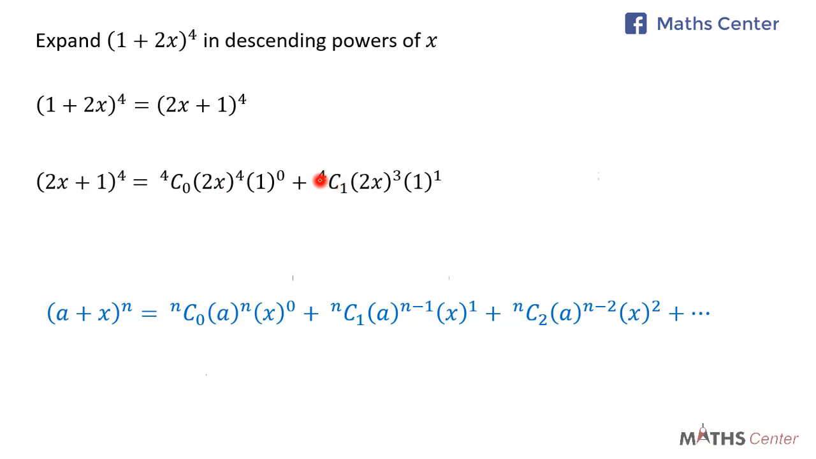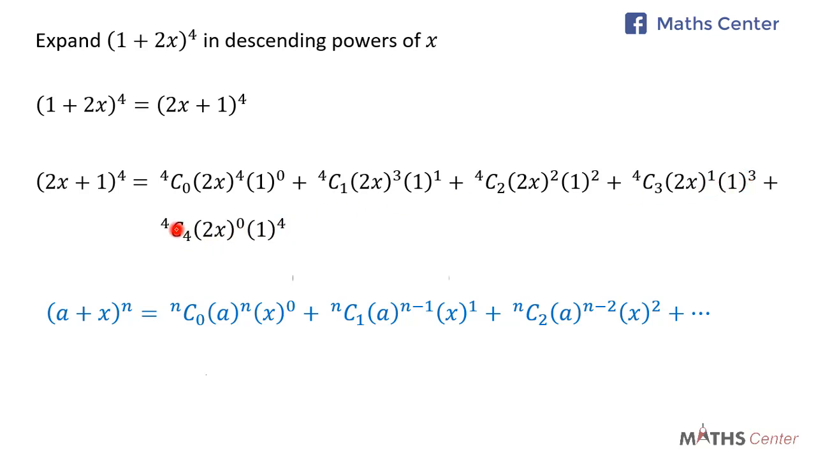For the second term, you are going to have 4 combination 1. The exponent on 2x, which is 4, will reduce by 1 to 3. The exponent on 1, which is 0, will increase to 1. So we have 4 combination 1, 2x exponent 3, then 1 exponent 1. The next term, you are going to have 4 combination 2, 2x squared, 1 squared. Then the next one will be 4 combination 3, 2x exponent 1, 1 cubed. Then the last term will be 4 combination 4, 2x exponent 0, 1 exponent 4.